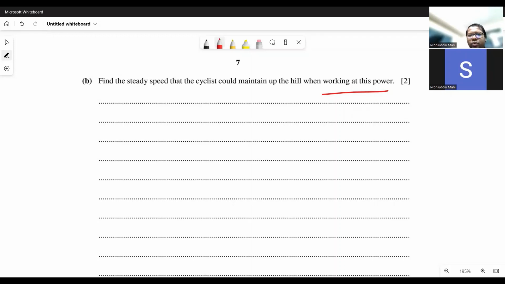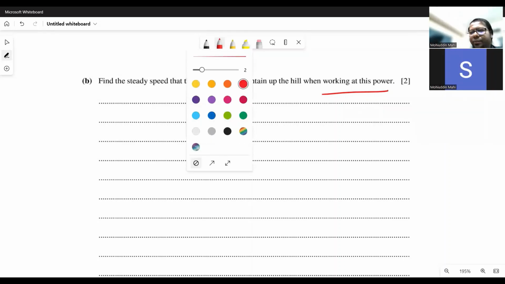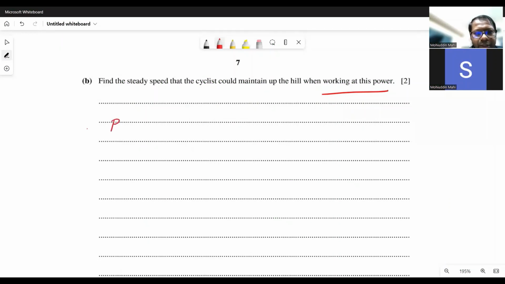So that means when it is working at that power, what can be the corresponding steady speed that the cyclist could maintain? Okay, so again, we can apply power equals driving force multiplied by velocity. So power was 180 watts. So the driving force here is 180 divided by V. In the question, they're asking about the steady speed that the cyclist could maintain. So we will consider that V as the steady speed that we have to find out.